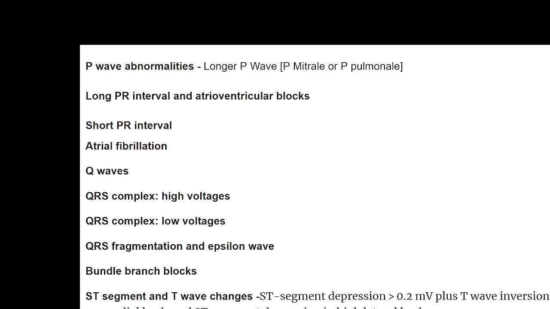It could be P-wave abnormalities, where the P wave would be long, and I'll show you examples of all these abnormalities in the subsequent slides. Or long PR intervals and atrioventricular blocks. Or it could be a short PR interval, or atrial fibrillation, or Q waves, or QRS complexes with high or low voltages, and QRS fragmentation or epsilon waves or bundle branch block, or ST segment and T wave changes, where the ST segment depression could be more than 0.2 millivolts, or T wave inversion in the precordial leads, and ST segment depression in the lateral leads. These also could be the initial ECG signs of a failing heart.